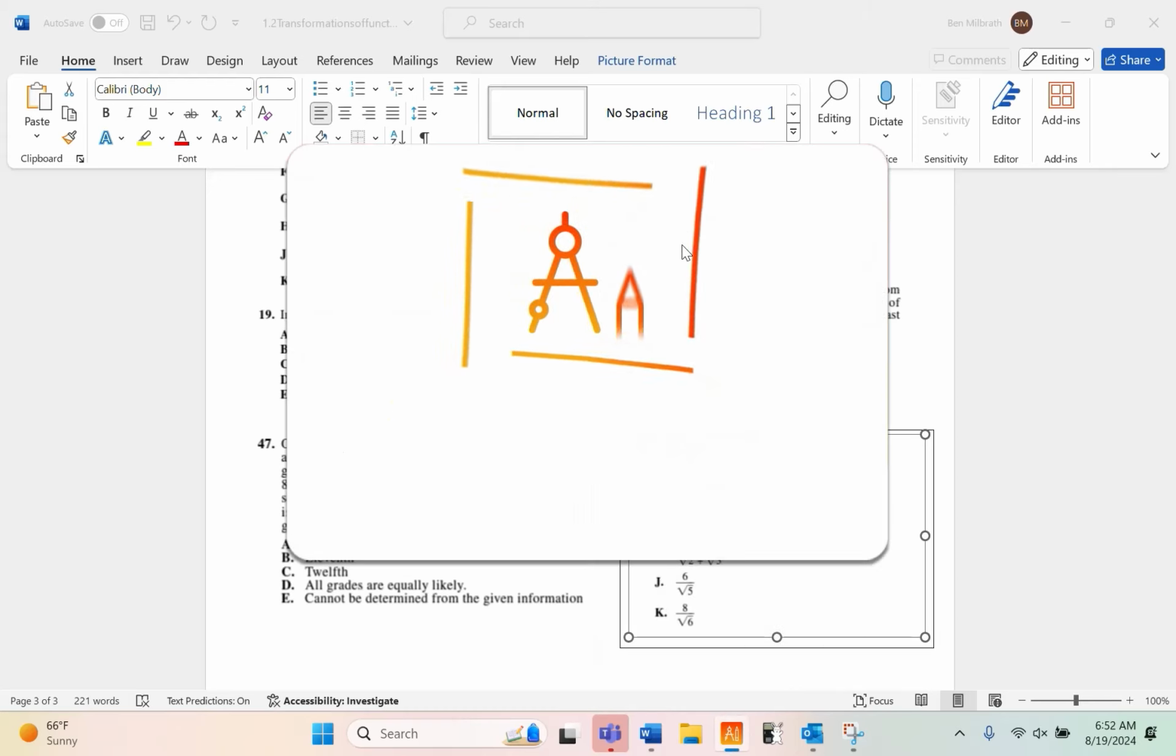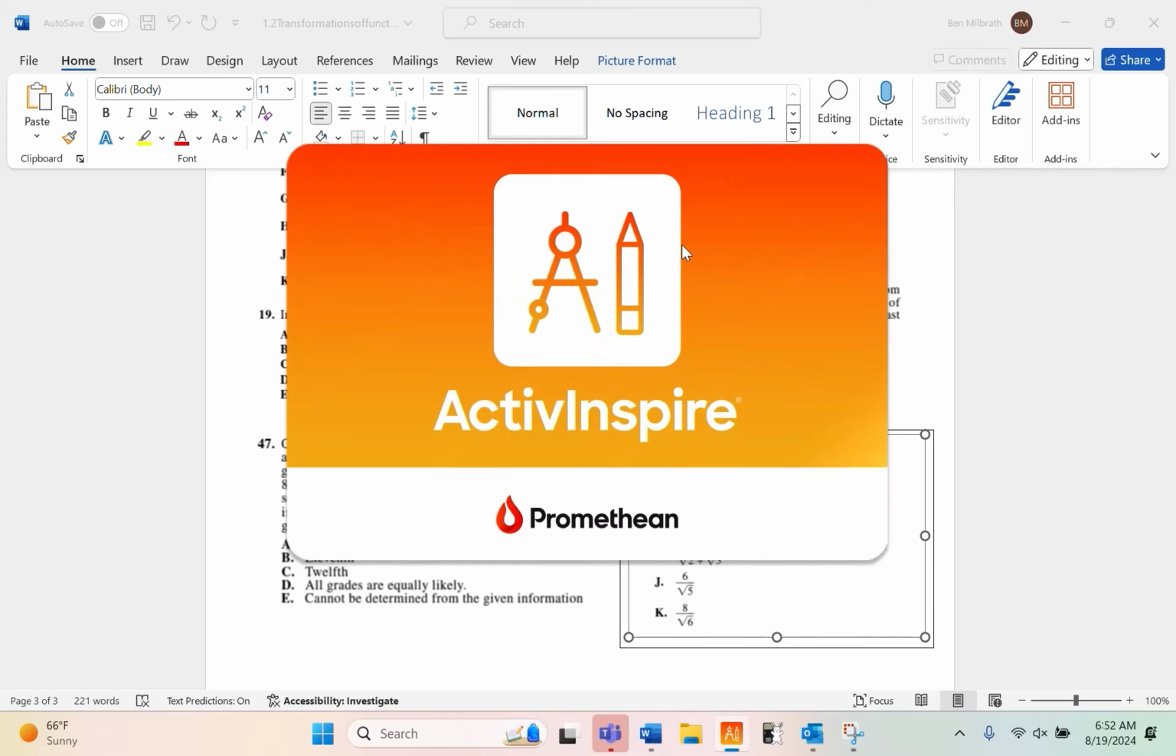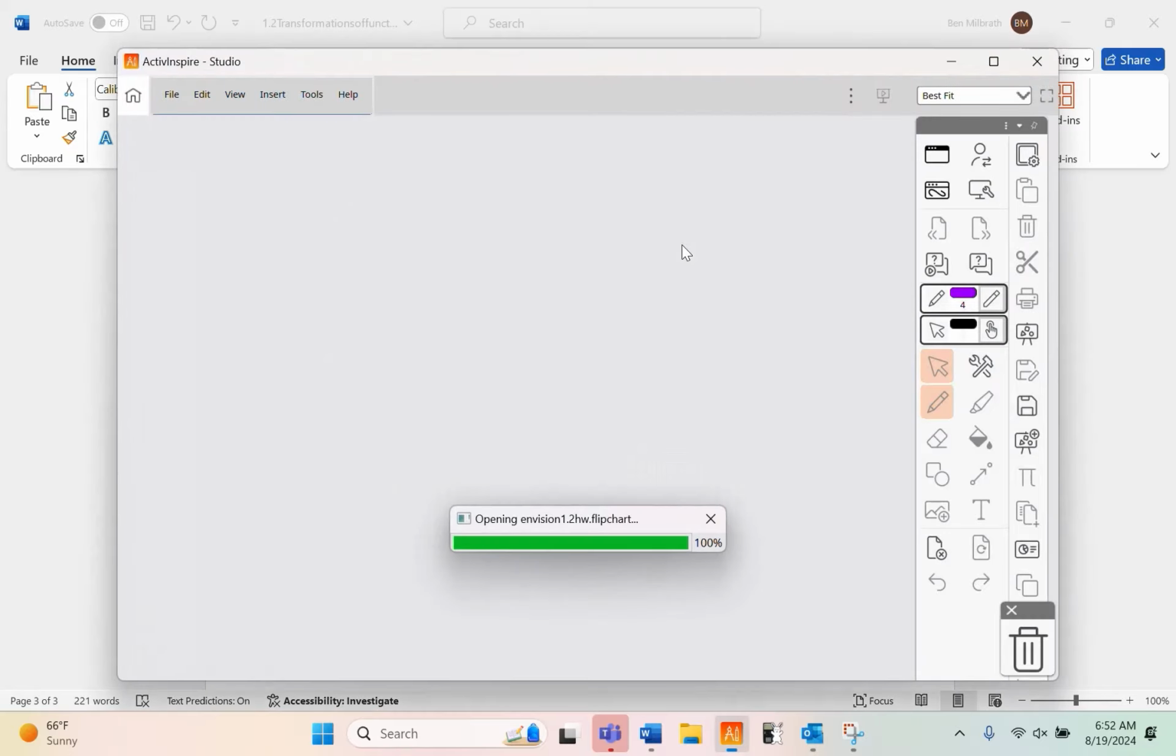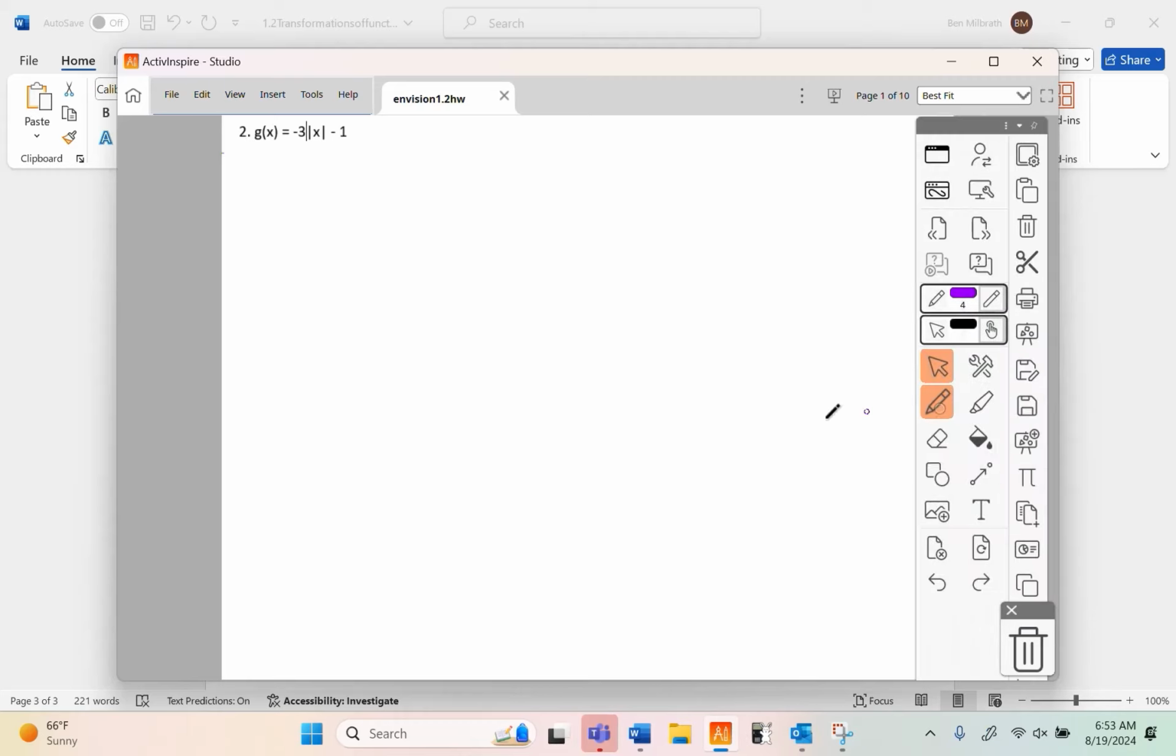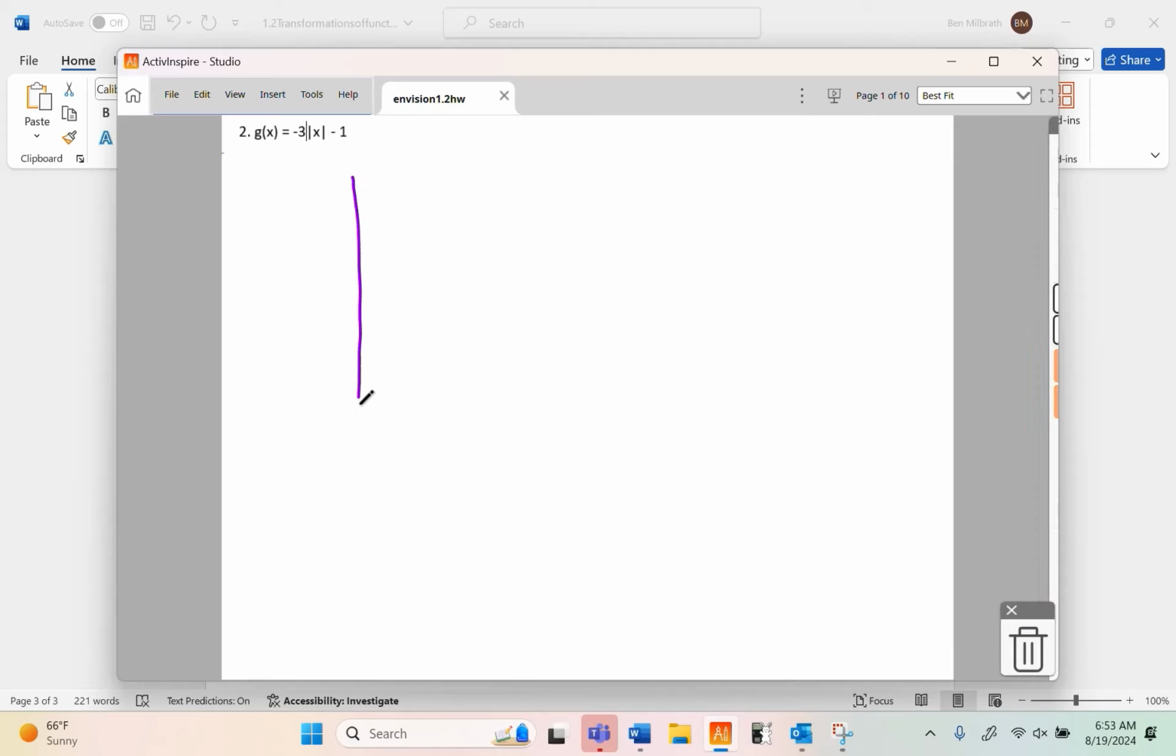All right, so this is the homework for 1-2. Good chunk of it. I'll do all the ACT. All right, so here you're supposed to graph. I believe the instruction set was the mother function and the child on the same graph, so you can see what's happening here.